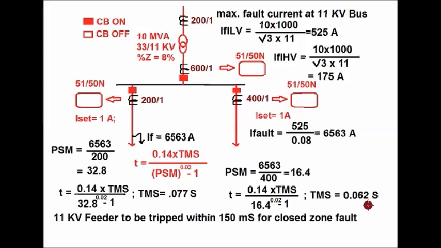So in order to trip both feeders within 150 milliseconds if a close zone fault occurs on either of the feeders, the TMS of this feeder for the current set at 1 ampere will be 0.077 second, and the TMS for this feeder is equal to 0.062 second.